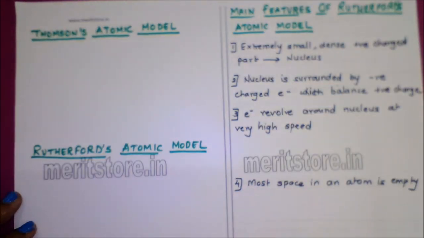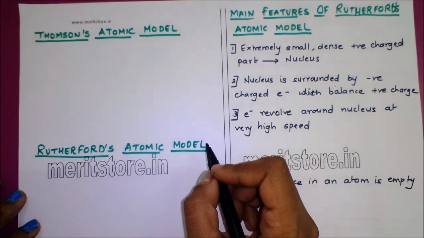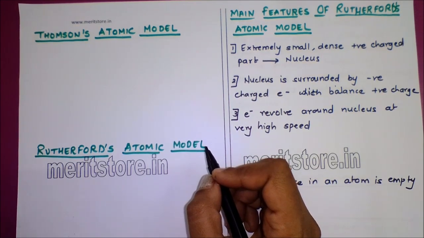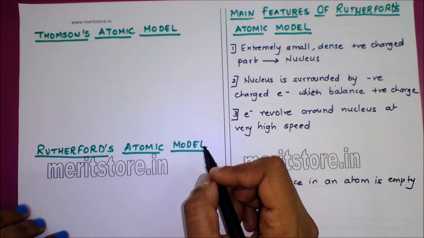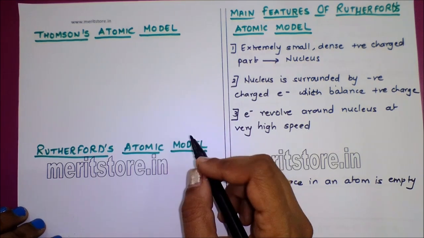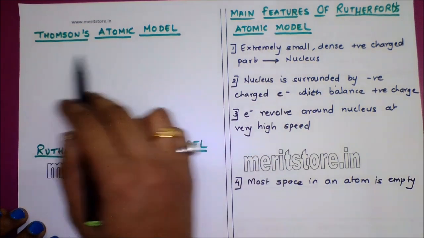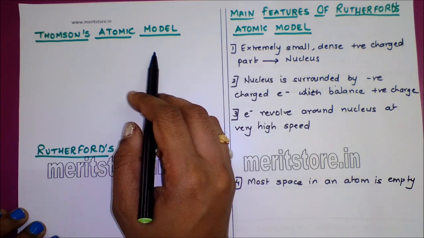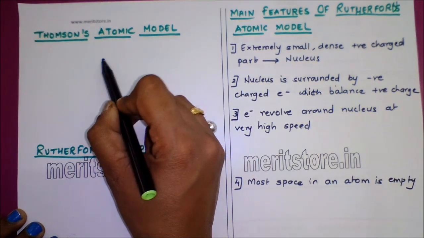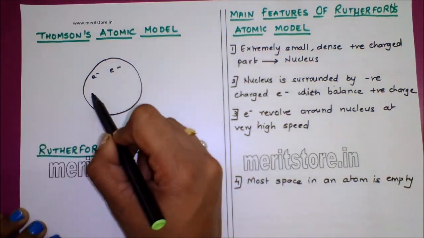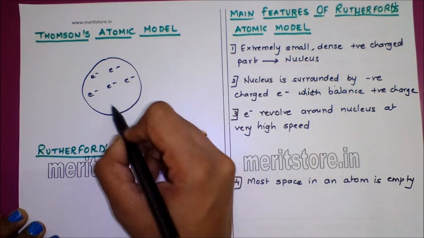Now we'll be talking about some of the atomic models. We just discussed the different atomic particles in an atom, but how these particles are located in the atom, that we'll be talking about with respect to different atomic models. The first ever model to explain the arrangement of these particles in an atom was given by J.J. Thomson, called Thomson's atomic model. According to Thomson's atomic model, the positive charge is spread over the entire sphere, while the negatively charged electrons are embedded to make the atom as a whole neutral.